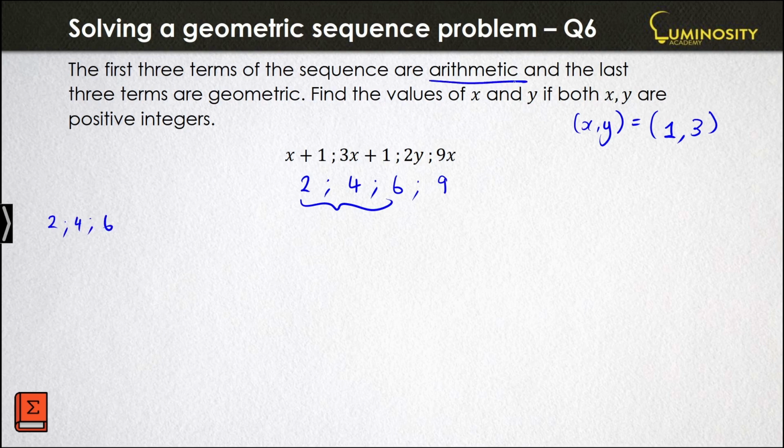We were told that this is arithmetic. And this is true, right? There's a common difference of plus 2 in the sequence here. So my common difference d here was positive 2.